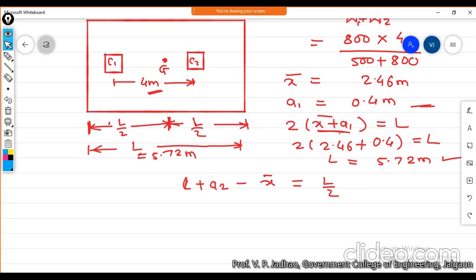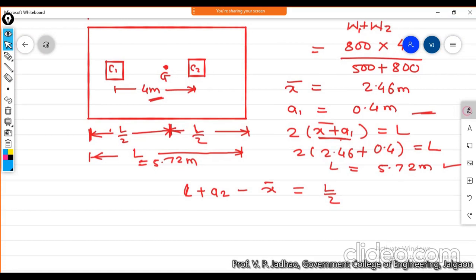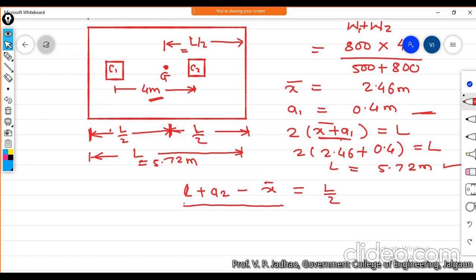How is this equation obtained? We know that this particular distance is L by 2, and this distance is equal to small l plus A2 minus this particular distance x bar, which gives L by 2.